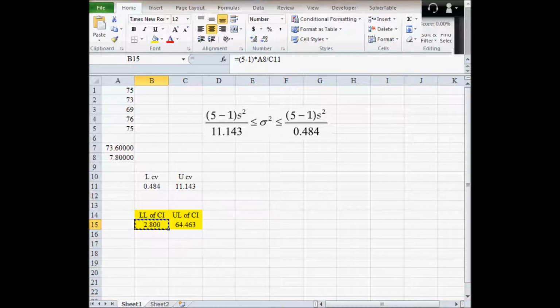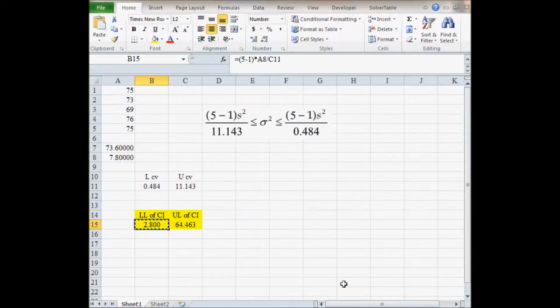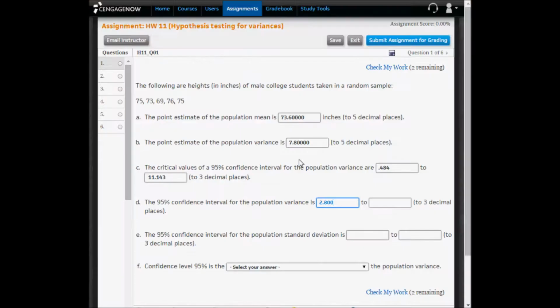Okay, I'm going to copy this one and paste it in CengageNOW. And I'm going to copy this number, paste it in CengageNOW. Okay. Now the next thing I want to do is get the 95% confidence interval for the population standard deviation. We prefer to talk about things in terms of standard deviation.